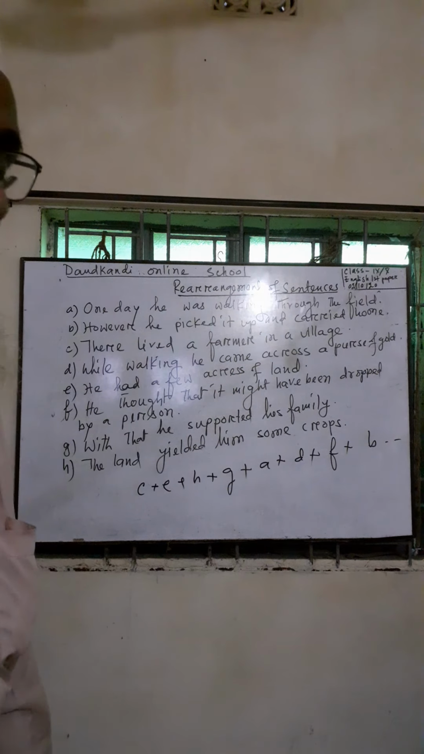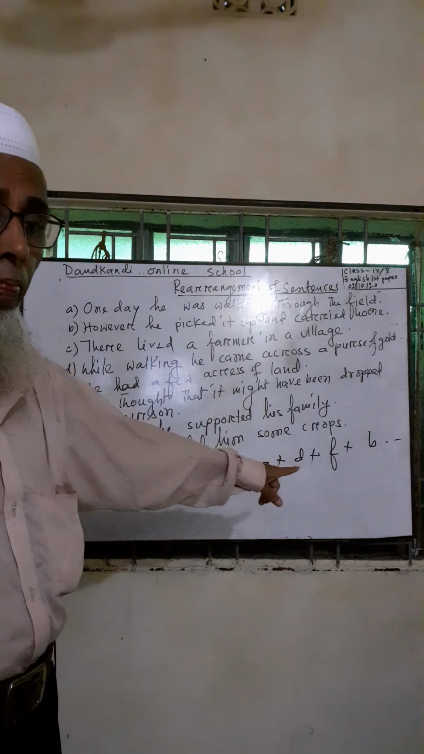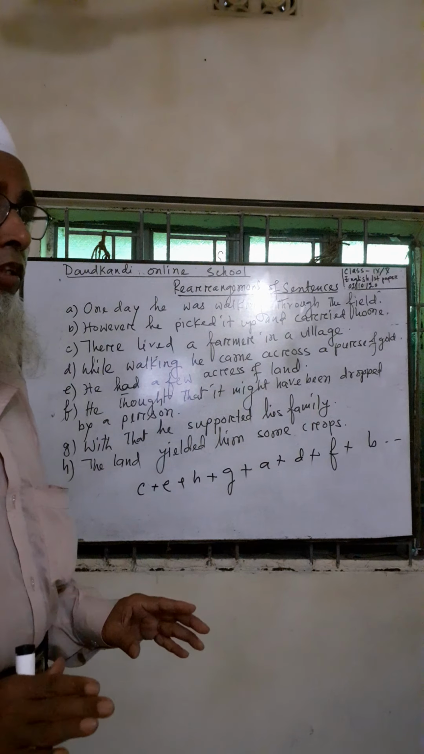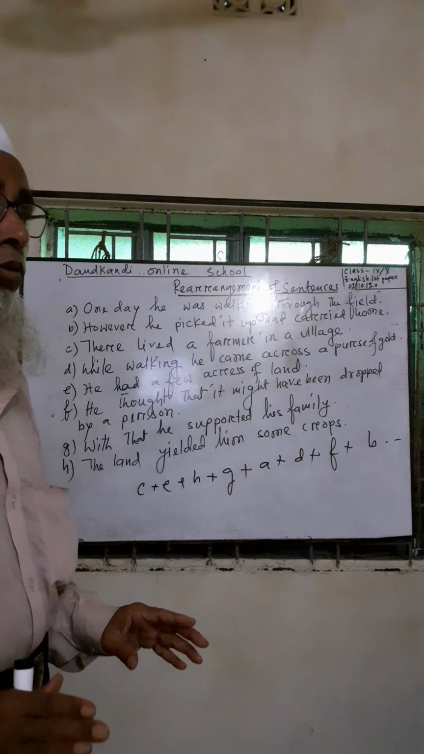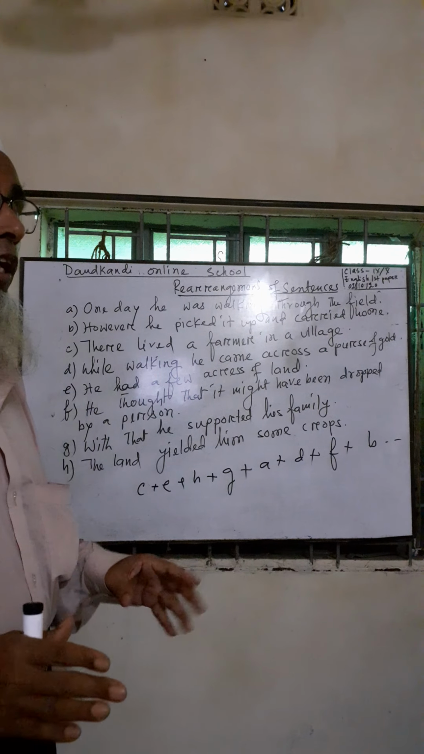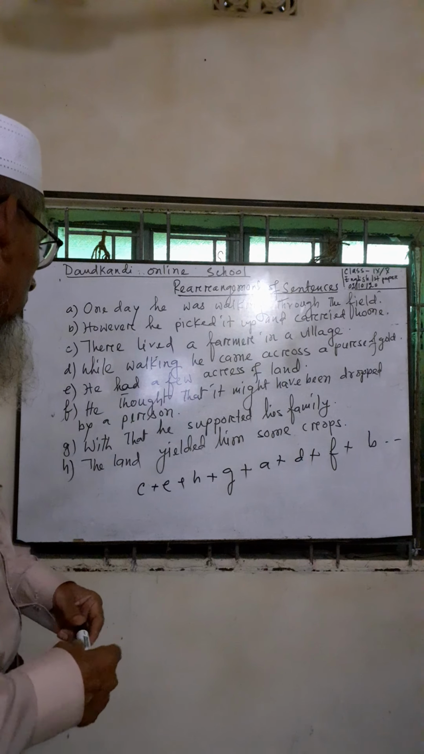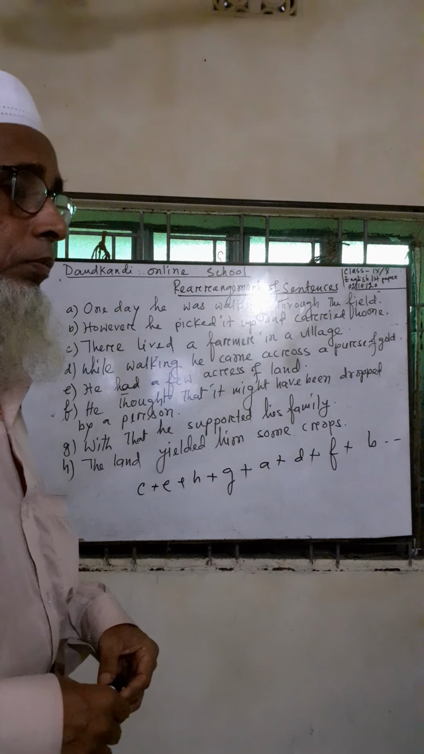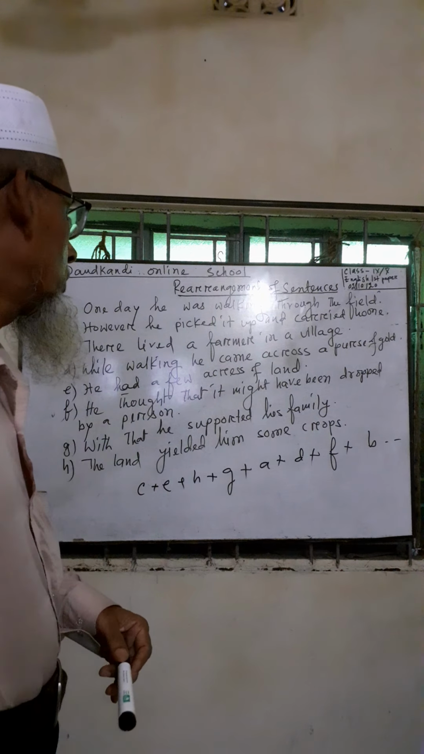Dear students, I have written some sentences on the board. And I have arranged them according to sequence. At first you have to understand the meaning of the sentence and then you will find out the sentences. First sentence and then second, then third, then fourth, then fifth, then sixth, seventh and eighth sentences. In this way you will find out the sentences according to sequence. Dear students, at home you will practice this from board of Kumilla or Chittagong to learn how to arrange the sentences according to sequence.